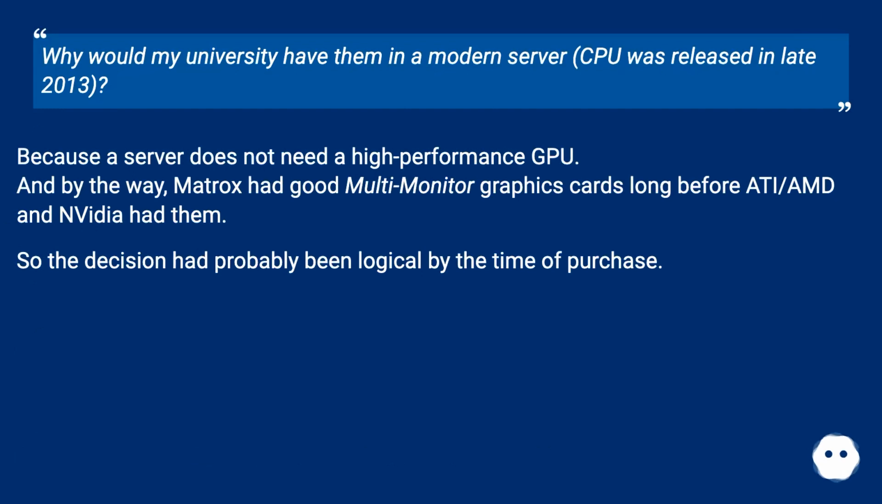Why would my university have them in a modern server? The CPU was released in late 2013. Because a server does not need a high-performance GPU. And by the way, Matrox had good multi-monitor graphics cards long before ATI, AMD, and NVIDIA had them. So the decision had probably been logical by the time of purchase.